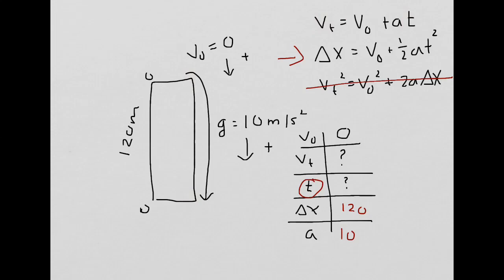So I plug in, and I get that. So I know delta x is 120 meters, and Vo is 0. There's 1/2. Acceleration is 10, and then we're solving for t. Okay, I'm actually going to bring that to the next page so I have a little bit more room. So 120 meters equals 0 plus 1/2 acceleration, which is 10, sorry.